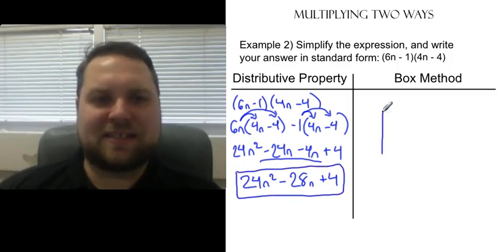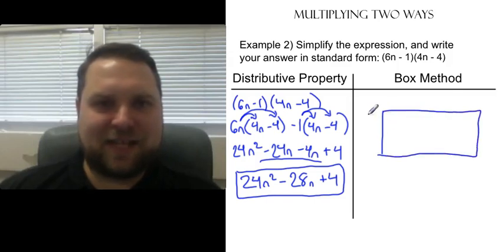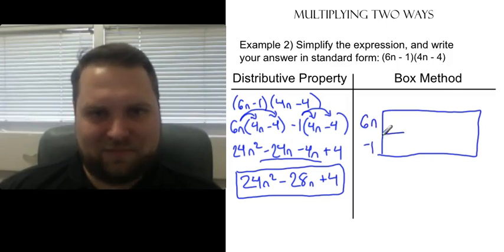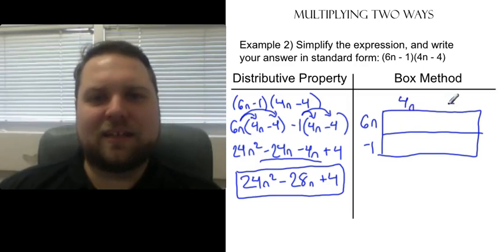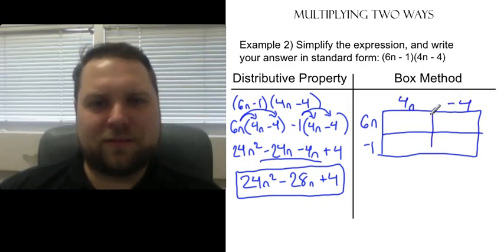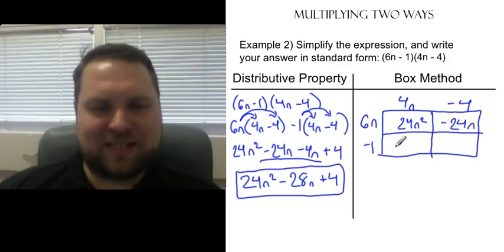So now let's look at the same thing using the box method. And again, this is going to give us the exact same answer. I have 6n and negative 1. Over here I have 4n and minus 4. 4n times 6n is 24n squared. 6n times negative 4 would be negative 24n. 4n times negative 1 is negative 4n, and negative 4 times negative 1 is positive 4.